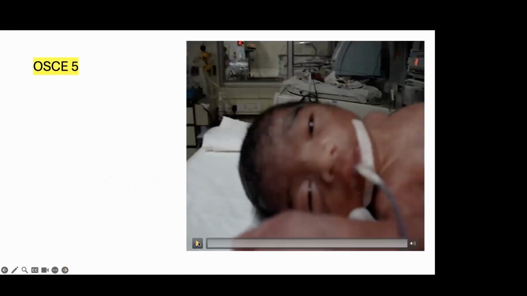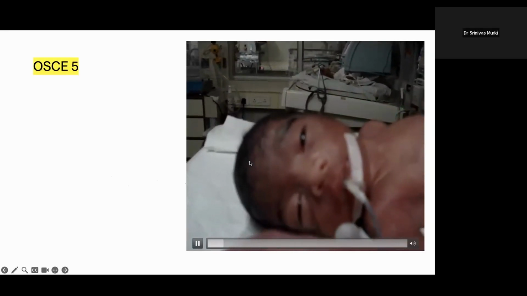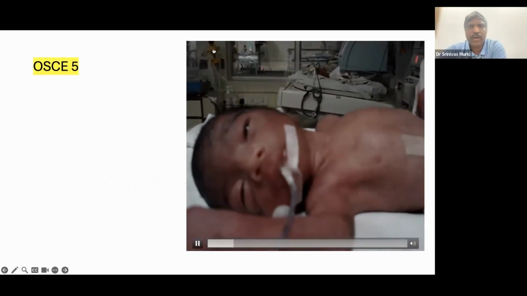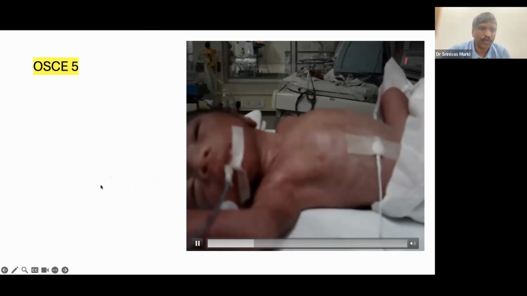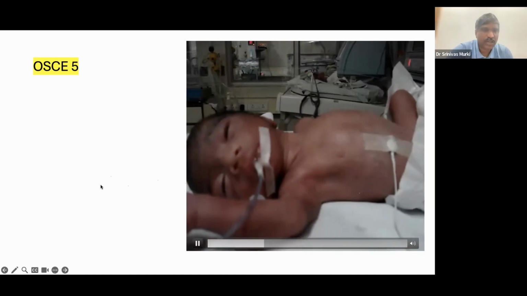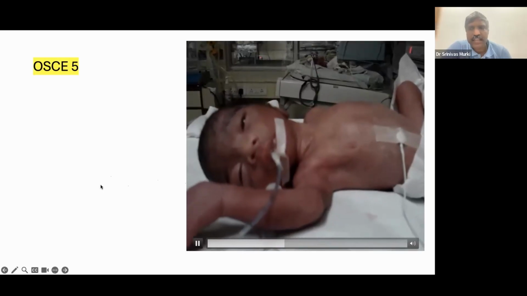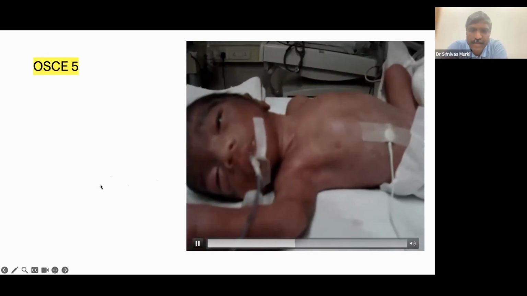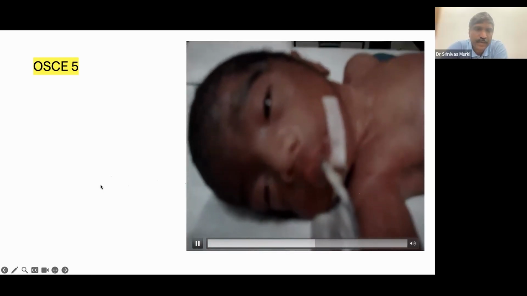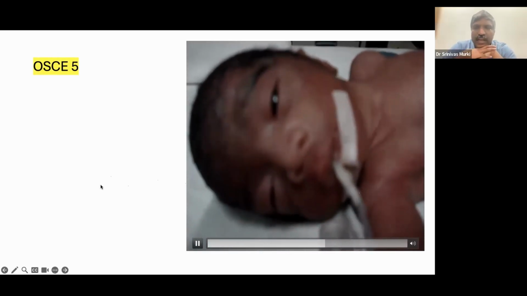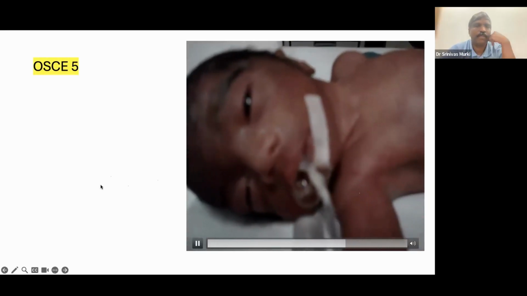Again, I think almost a similar type. Now you have to do the scoring here. Can you hear the audio? Can you hear the sound of the baby? Say yes or no. Anyway, if you're not able to hear, understand that you are able to hear the grunting in this baby. Now do a Silverman-Anderson score for this baby. If you can hear the grunting, do a Silverman-Anderson score in this baby.